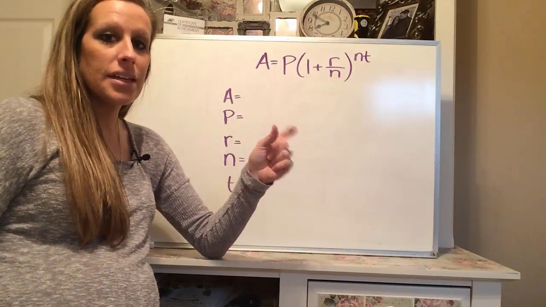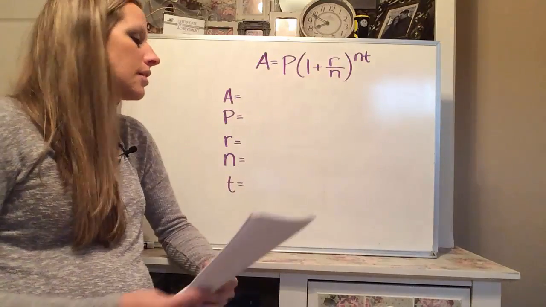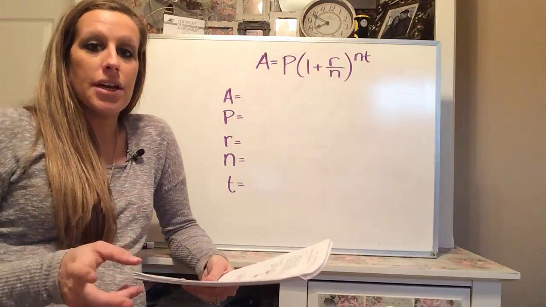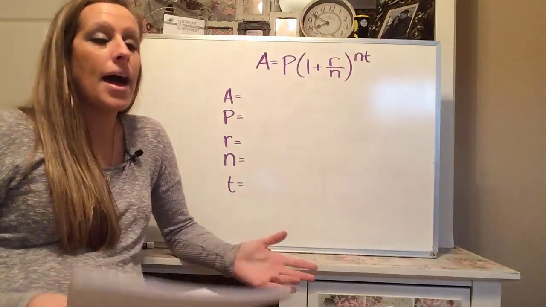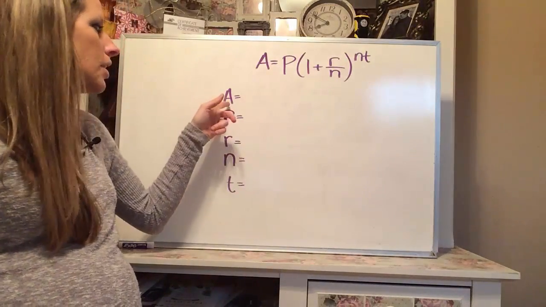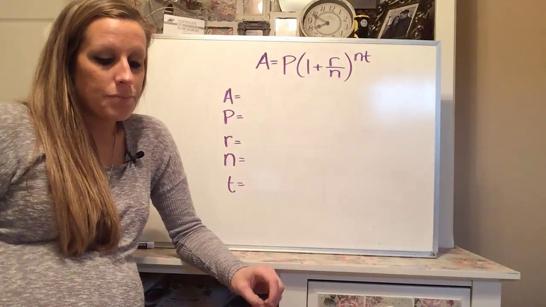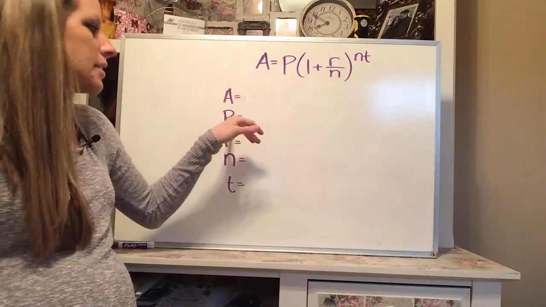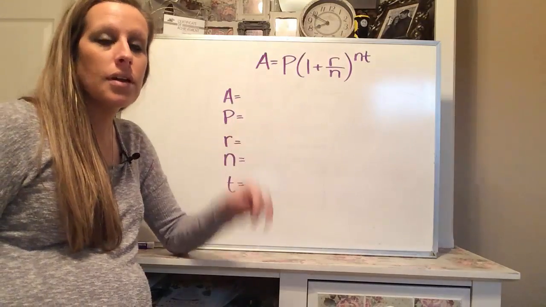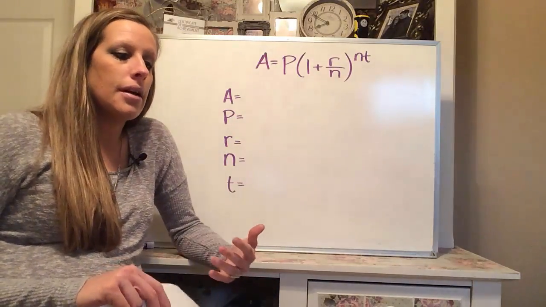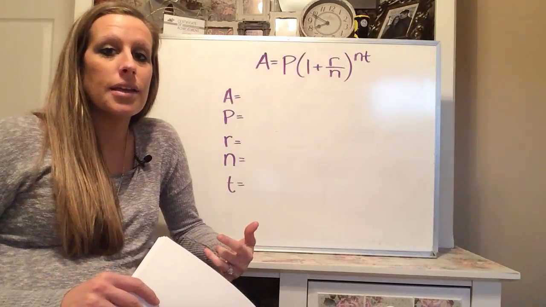N and T are in the exponent. Okay. A is the balance after T years. So it's the amount after so long. So that's why we call it A. It's because it's the amount. P, the reason we call it P is because it's your principal. Principal is your starting amount. It's the amount that you deposit in your bank account.